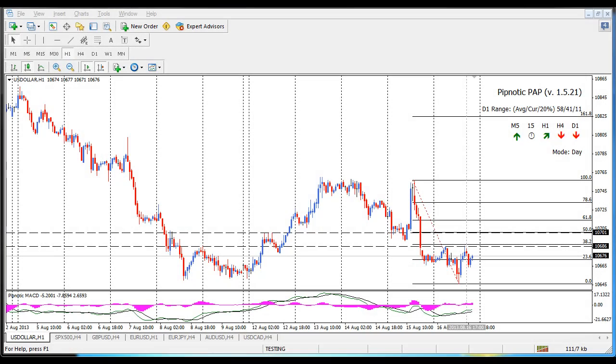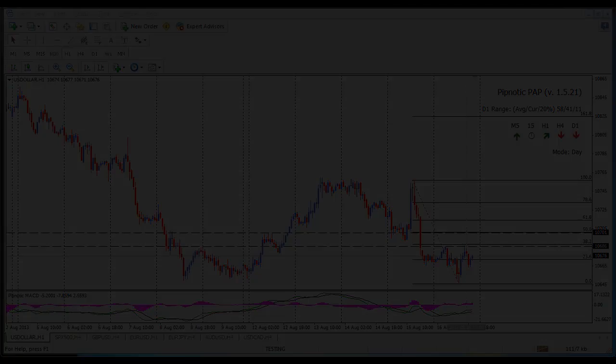Hi and welcome to this trade example on the 16th of August 2013, and this was the Euro US dollar.